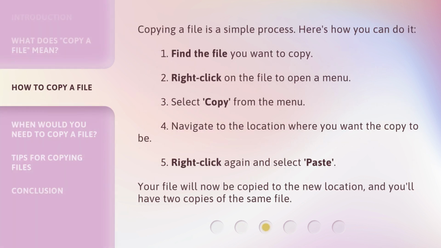Copying a file is a simple process. Here's how you can do it. 1. Find the file you want to copy. 2. Right-click on the file to open a menu. 3. Select Copy from the menu. 4. Navigate to the location where you want the copy to be. 5. Right-click again and select Paste. Your file will now be copied to the new location, and you'll have 2 copies of the same file.